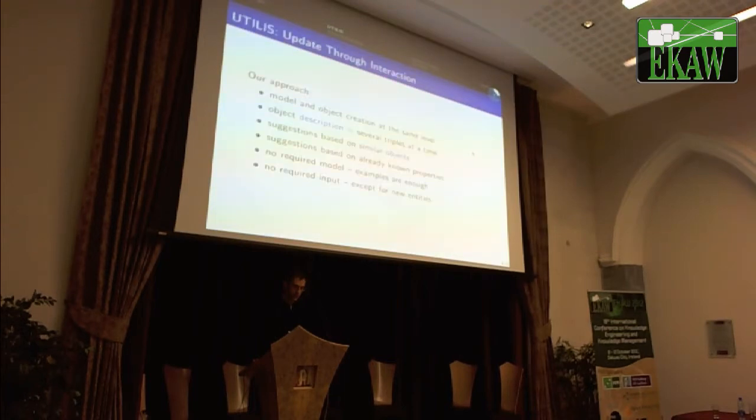So this is the idea of our approach, UTILIS, which means updates through interaction, which is also the name of our research team. The principle of our approach is that model and objects can be created at the same level, like in Quickie and Semantic MediaWiki, for instance. So this doesn't assume that you first define a model. You can start to directly create data triples.